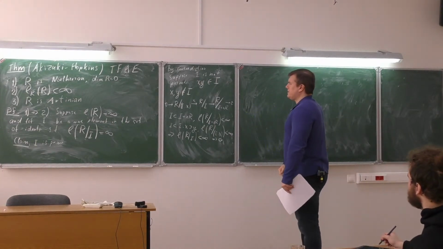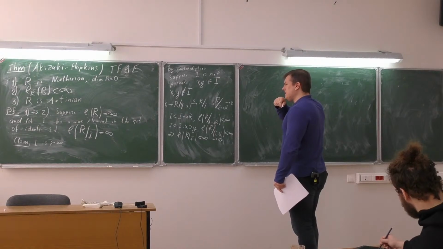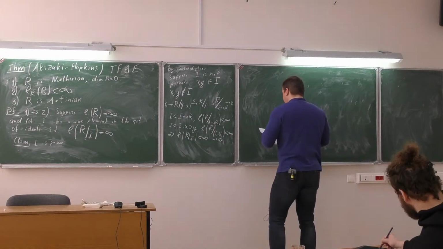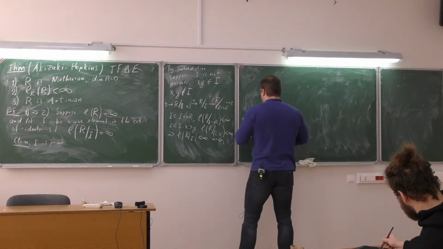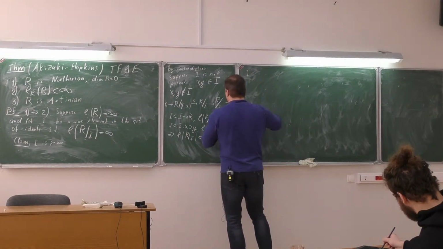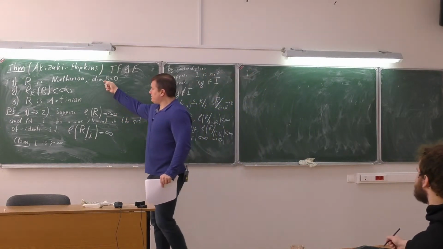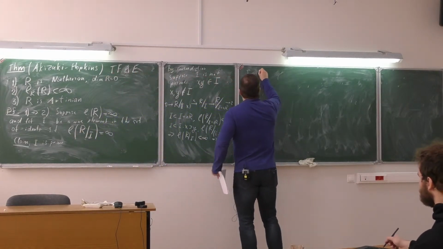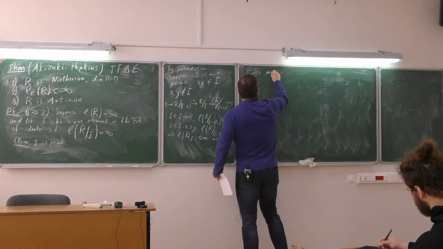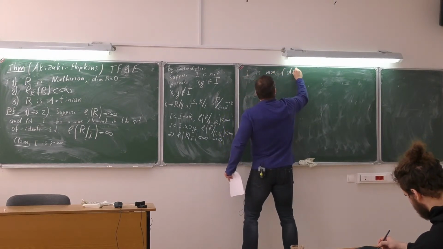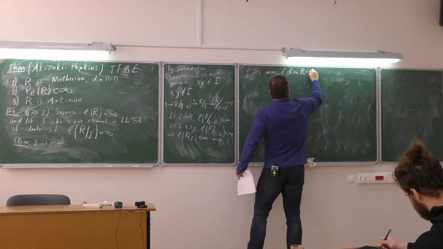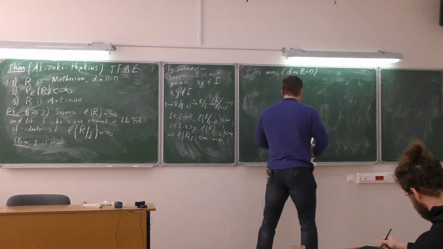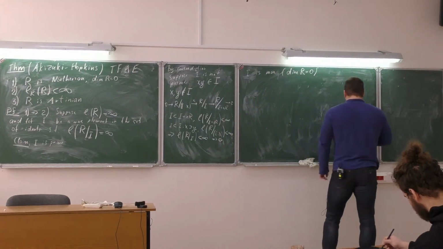Okay, so what we have: I is prime. So then, of course, we know that the dimension of the ring is 0. So if I is prime, then this means that I is actually maximal. This is because the dimension of the ring is 0. It means that all the maximal ideals coincide with the set of all the prime ideals.